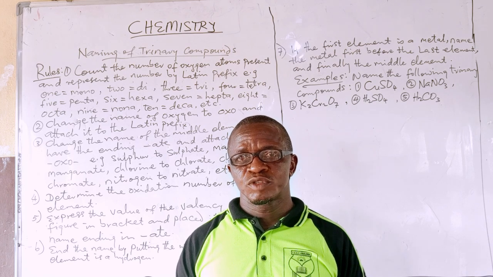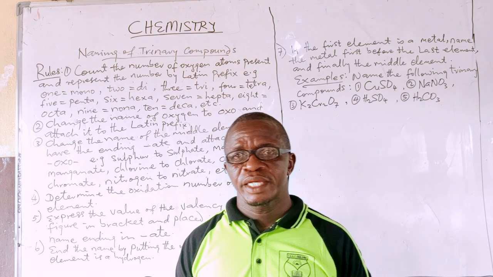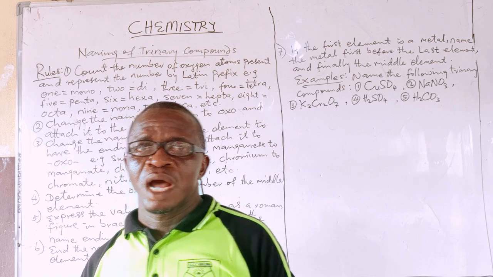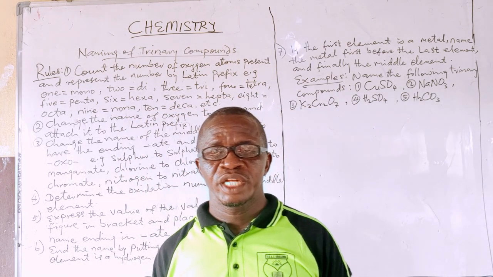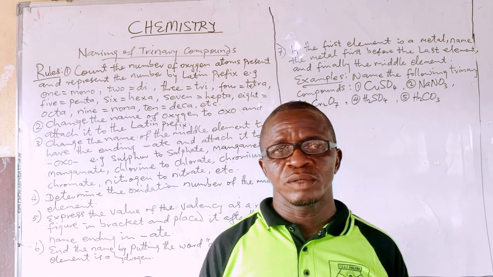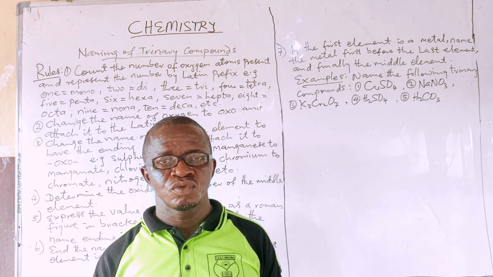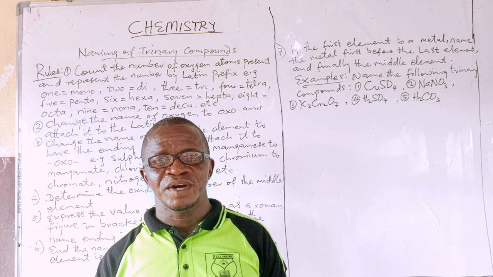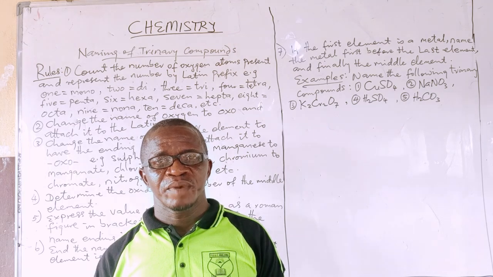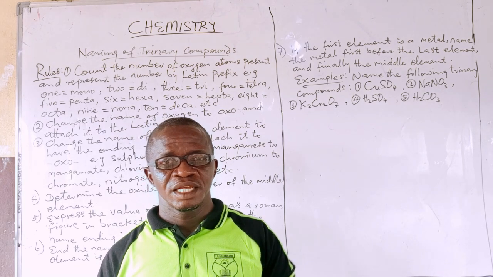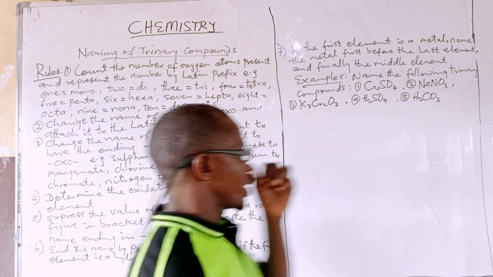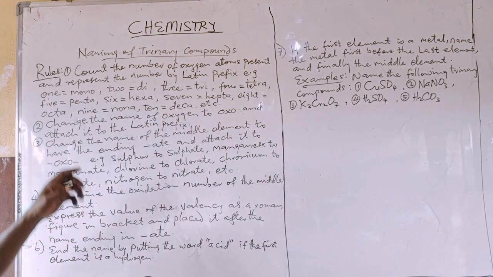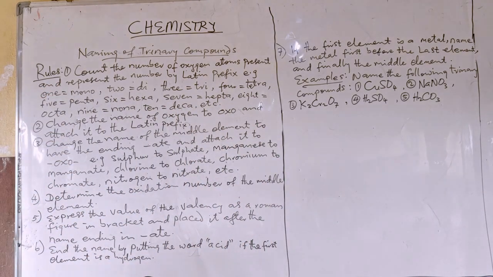In today's chemistry class, we are going to learn about how to name a trinary compound. We have done naming of binary compounds. Now we are going to do naming of trinary compounds, meaning every compound here should contain three different elements. And so we have rules guiding the naming of trinary compounds.